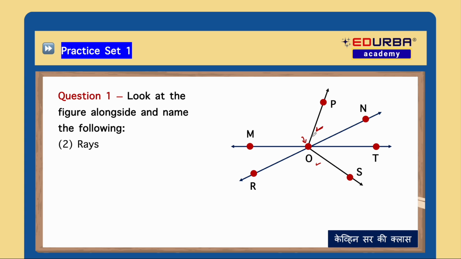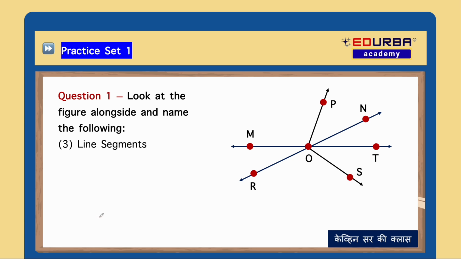But rays are also present on the lines. So we can say that ray ON, ray OT, ray OR, and ray OM are also rays which are present on these two lines. So let me write them one by one. So we have to write ray OP, ray ON, ray OT, ray OS, ray OR, and ray OM. So that covers all the rays in this figure.